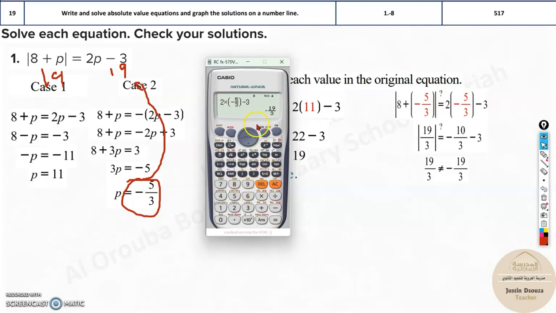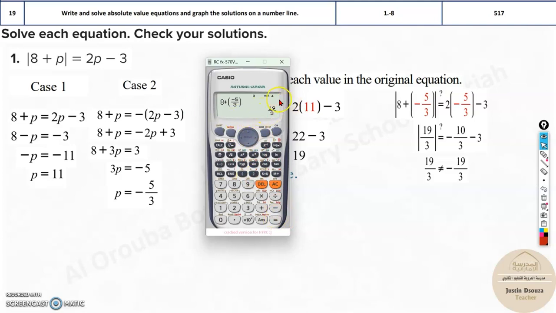Here we are getting negative 19 by 3. In the second value, we are getting negative 19 divided by 3. In the first value, when we put 11, it was... Oh, by the way, if you do the other one, you will get positive. Why? Let's do this. 8 plus the p value we found out to be negative. Let's use the bracket: negative 5 divided by 3. Close the bracket.